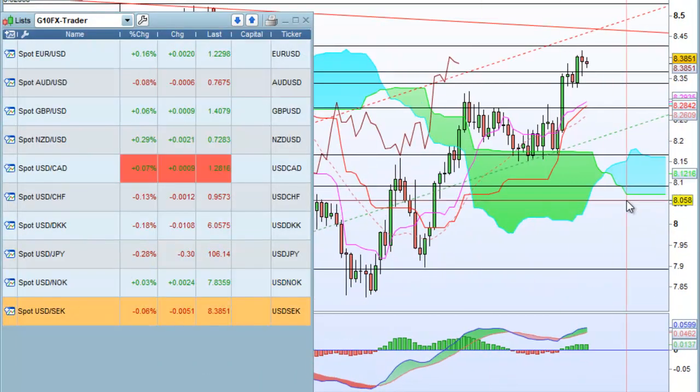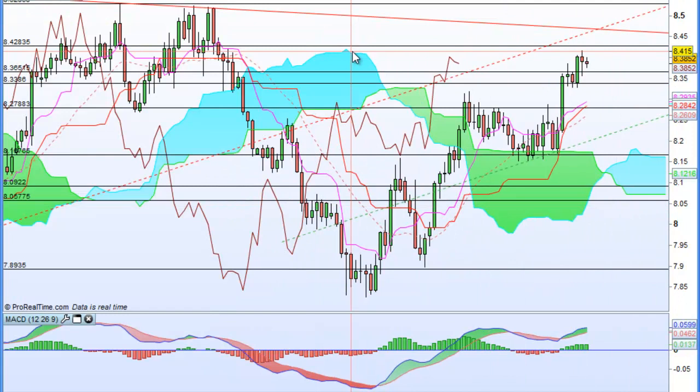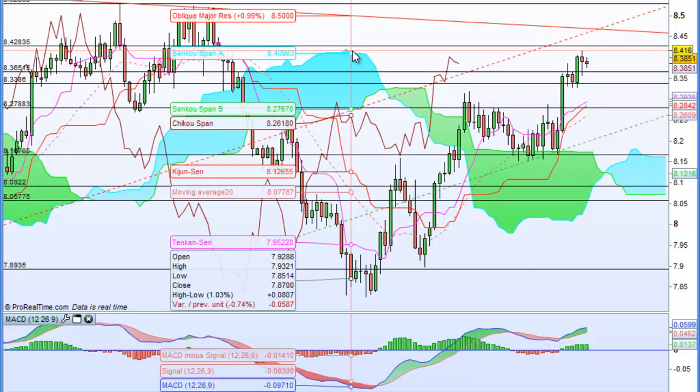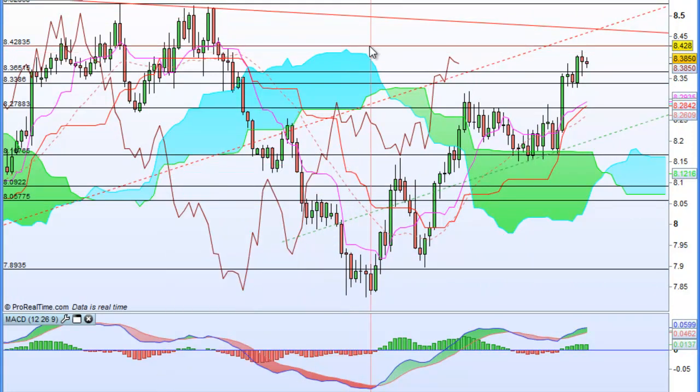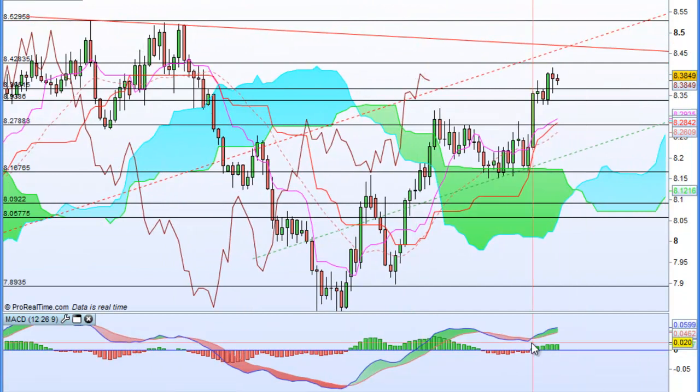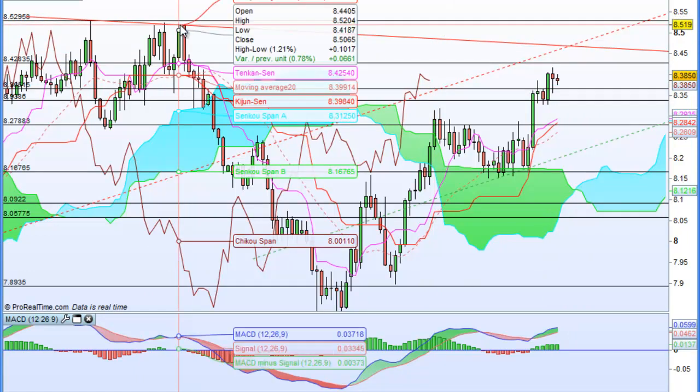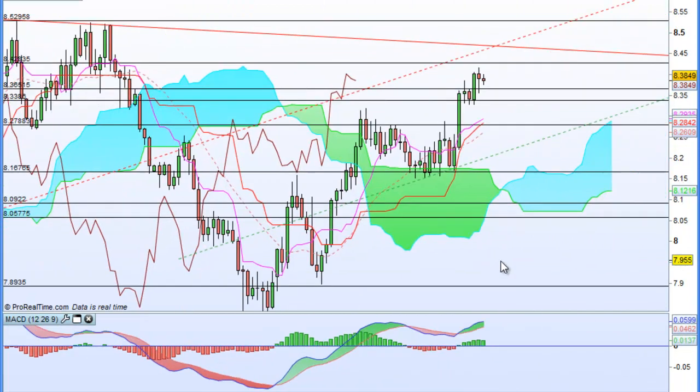Last, US dollar SEK. Close to resistance here at 8.416. Watch out for these cloud chart resistance levels. Had a MACD buy, so it's a slow grind higher. It needs to get past these resistance levels, and then our target is the old highs up here of 8.519 as the next key resistance zone.